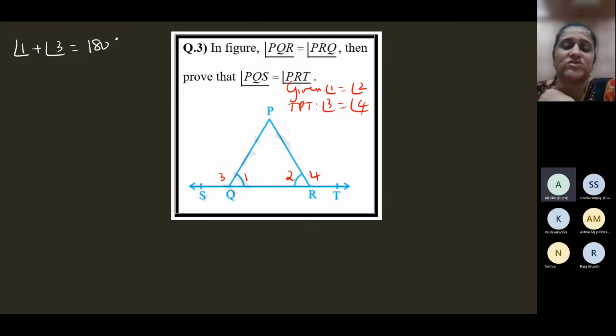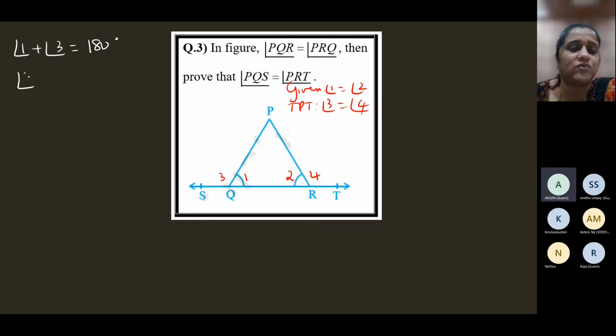ST is the straight line. And which is the ray? For angle 1 plus angle 3 is equal to 180. Which is the ray? QP. So you can say ST is a straight line, and ray QP stands on it, or ray QP stands on line ST. So 1 plus 3 is 180.